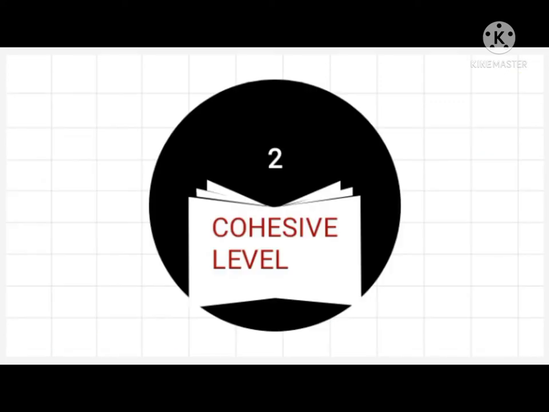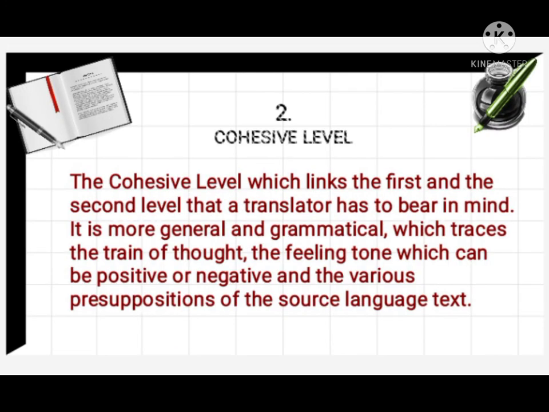The second one is cohesive level. The cohesive level which links the first and the second level that the translator has to bear in mind. It is more general and grammatical, which stretches the train of thought. The feeling tone, which can be positive or negative, and the various presupposition of the short language text.